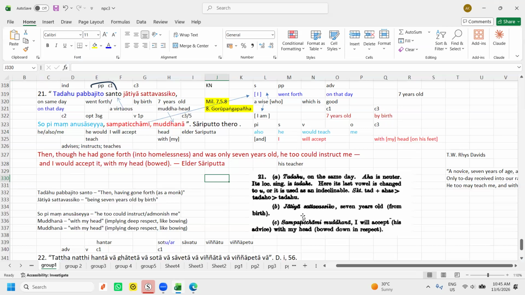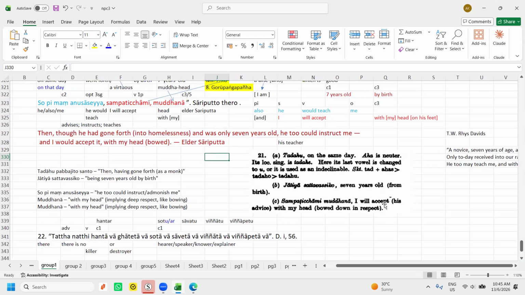So number three, can you see this line? This line, I will accept. I accept, that means his advice, referring to the teacher, with my head. Bow down. This is a bow down because Indians also bow down in that way. Even the Muslim prayer, they also bow down like that. So this is a glossary.